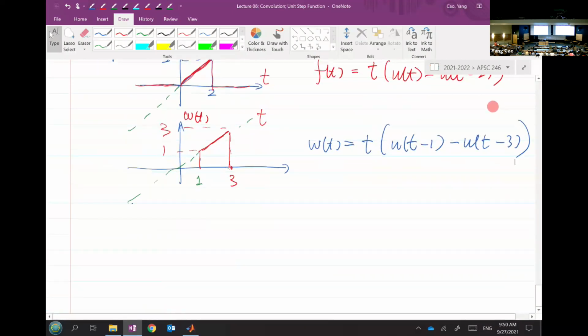Just one more example, then I can call it a day here. It's already 9:50. Anyway, I think that's pretty much the idea of the unit step function. I'll show you one more example, then we can talk about other functions. Any questions? Feel free to come over.